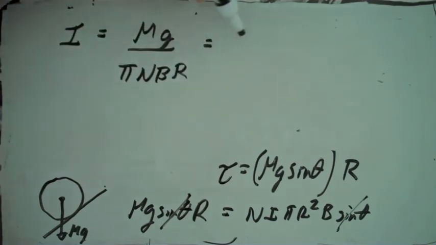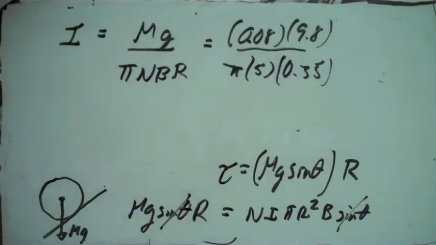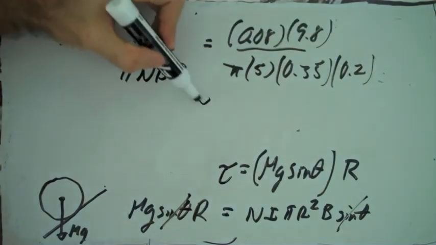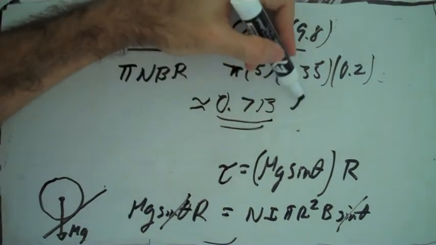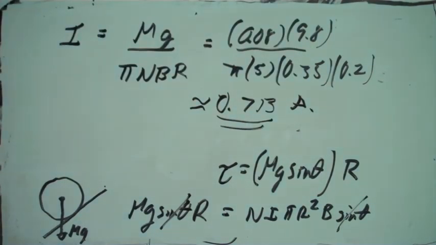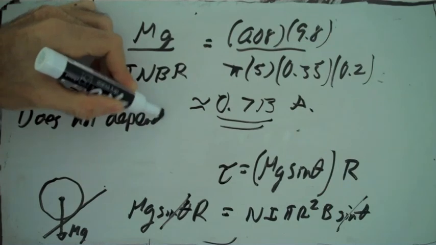And now we plug in the numbers for the mass of the sphere and gravitational constant. The number of turns is 5, the magnetic field 0.35, and the radius. We know all of these numbers. So we find the current. And now we can see that this is the current in amperes, or in amps. So we see that this whole expression for the current does not depend on the angle theta.